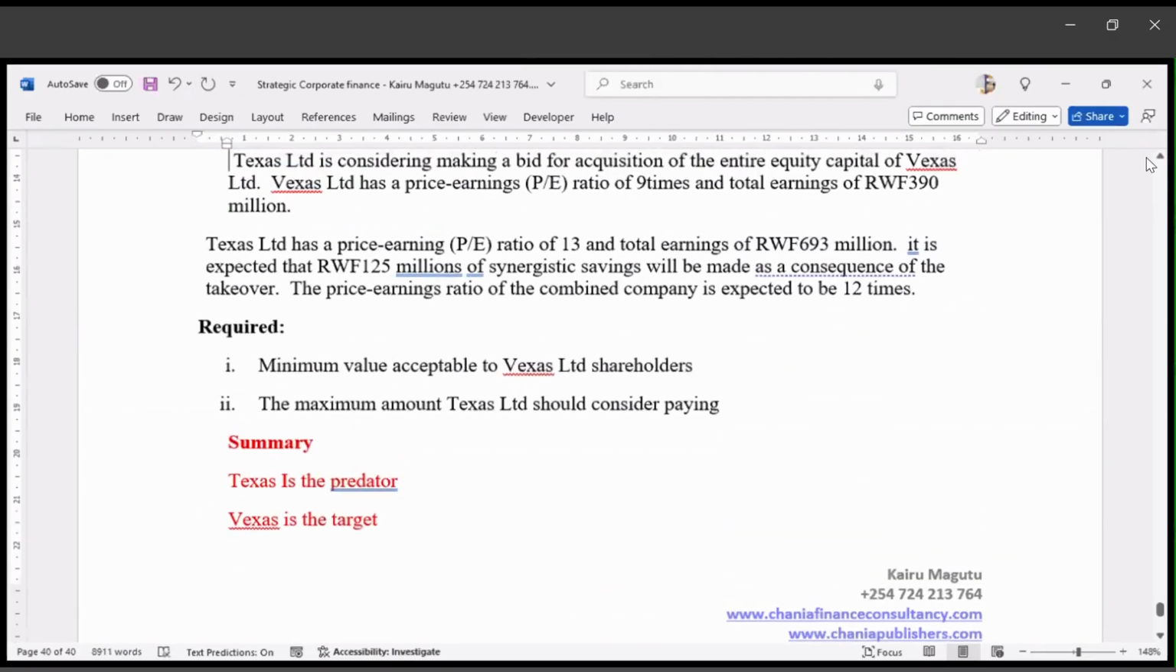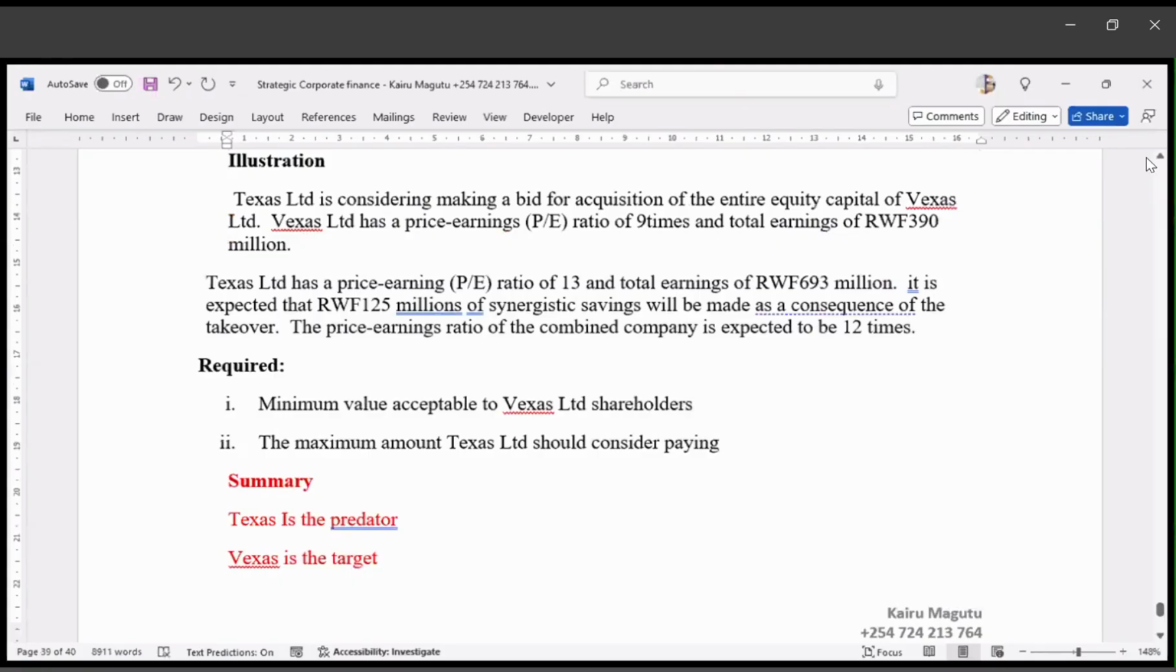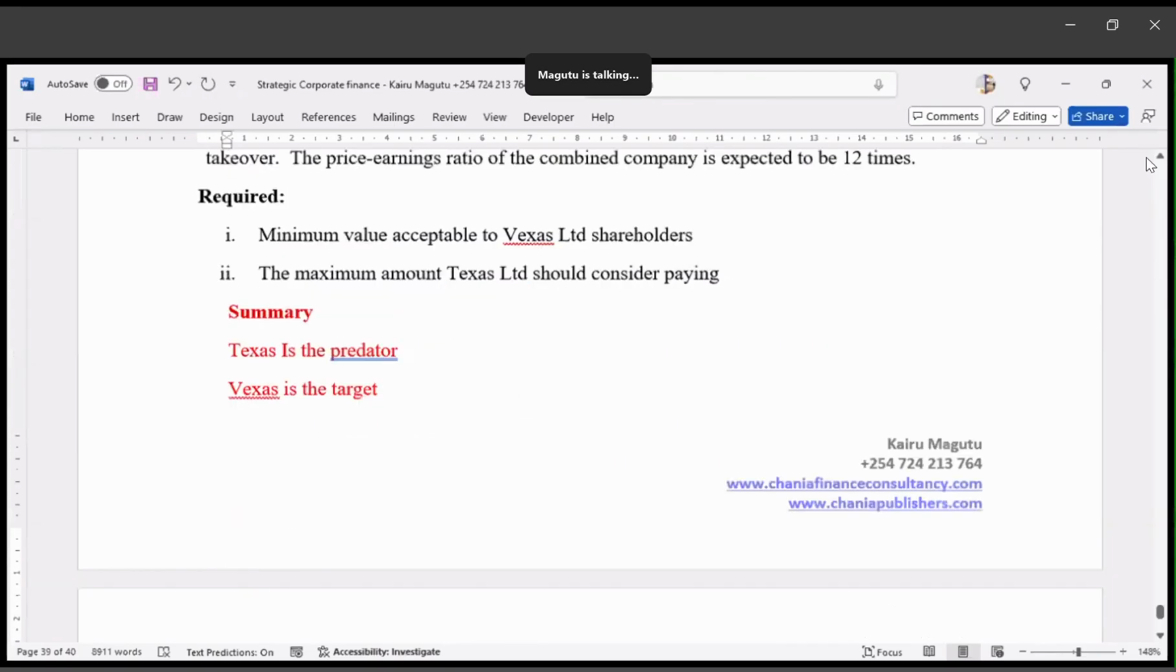Then we are told that it is expected that 125 will be gained as a synergetic gain, or a synergetic saving, as a consequence of the merger and acquisition. The price earnings ratio of the combined company is expected to be 12.